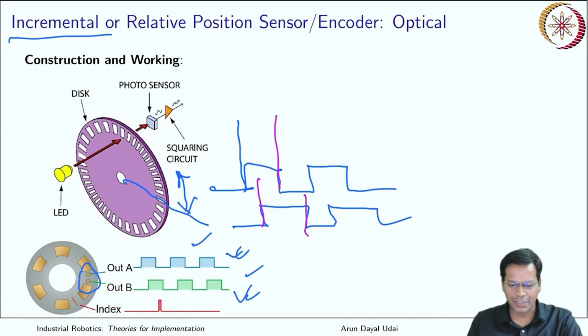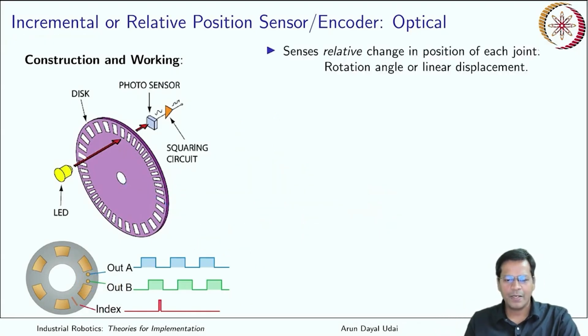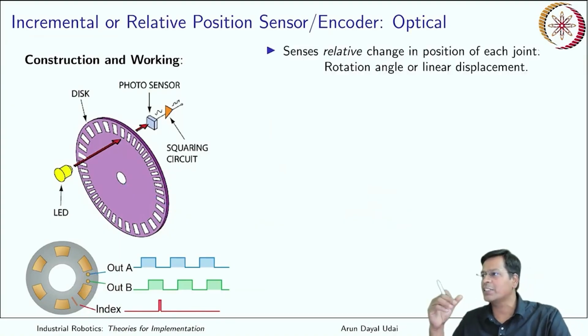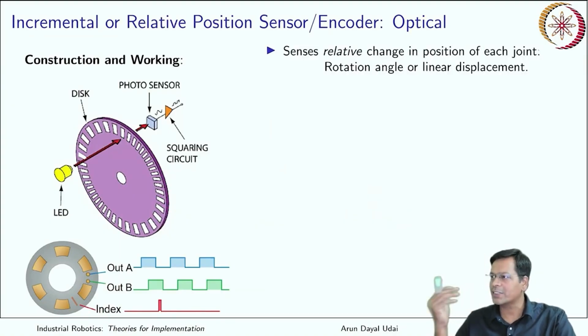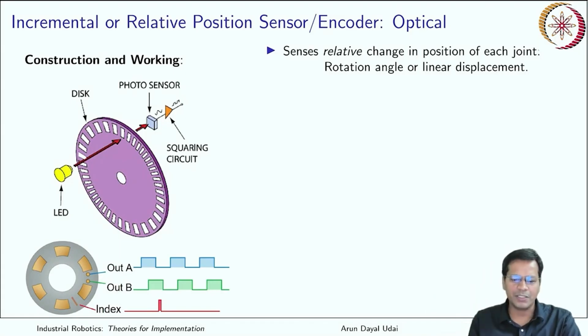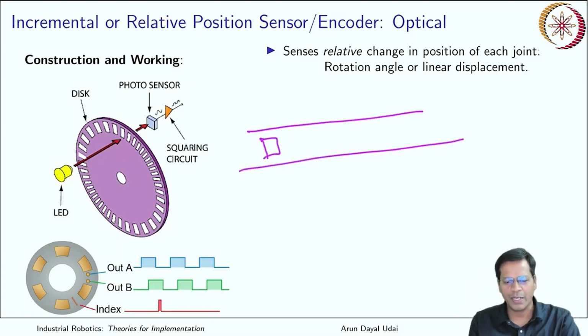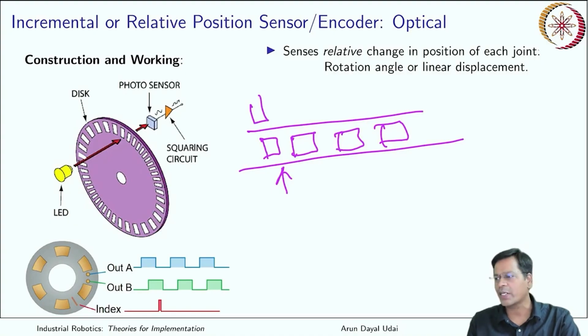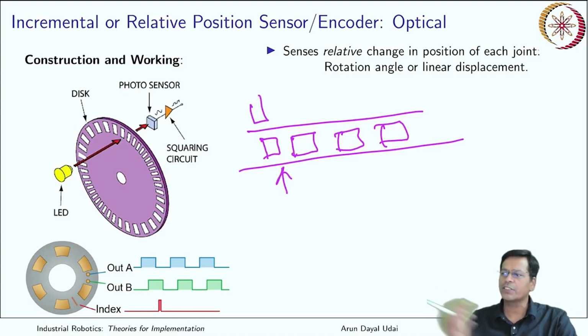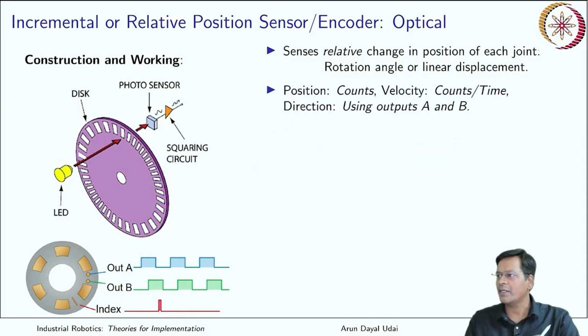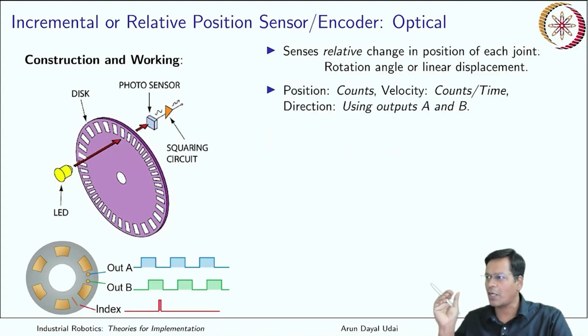Okay, so what it is giving is a sense of relative change in position of each joint and rotation angle. These slots can also be made on a linear rail. So you may have slots like this, and you have an LED and a sensor over here, a photocell, and you can count the number of slots if something is moving even in a linear way. So that also is possible.